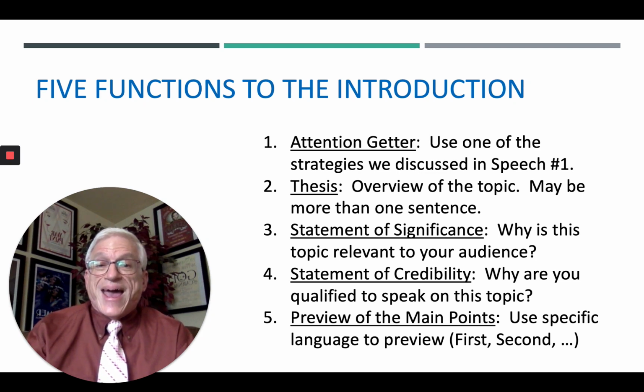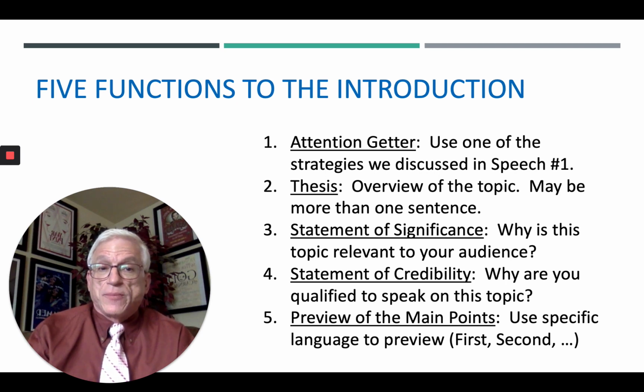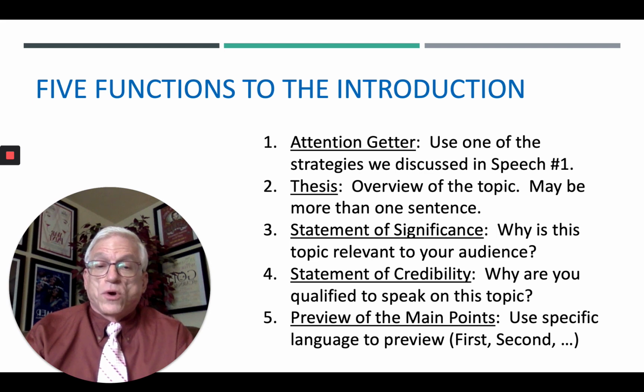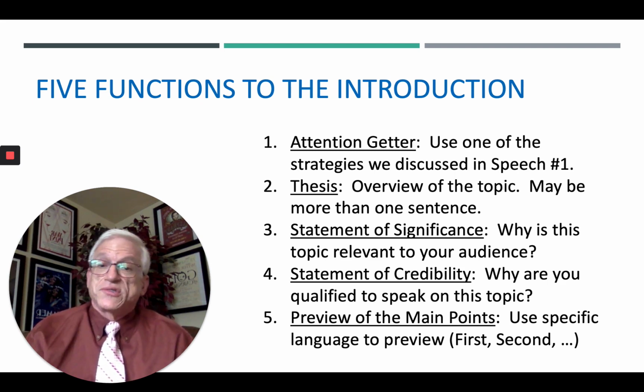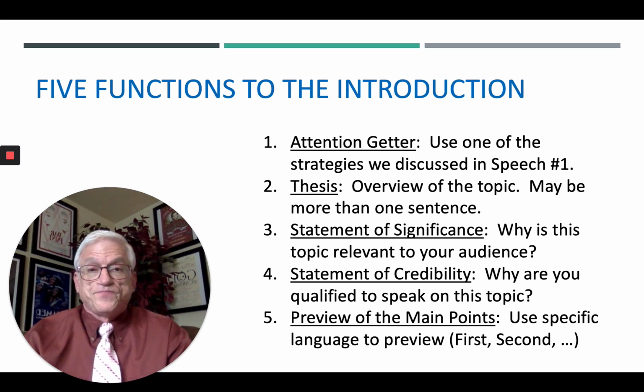We're also going to add a new function called the statement of significance. What the statement of significance asks is, why is this topic relevant to your audience? We'll talk about that in a second. And then we're also going to add a statement of credibility. Why are you qualified to talk on this topic? And last, you're going to include that preview of the main points. Remember to use specific language. First, I will talk about this. Second, I will talk about this. Third, I will talk about this.